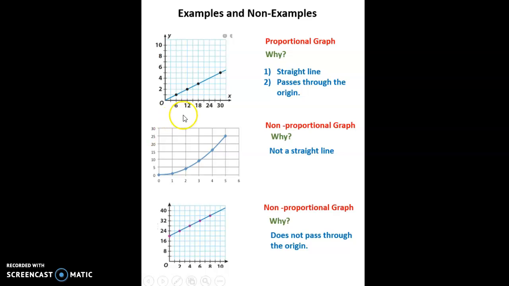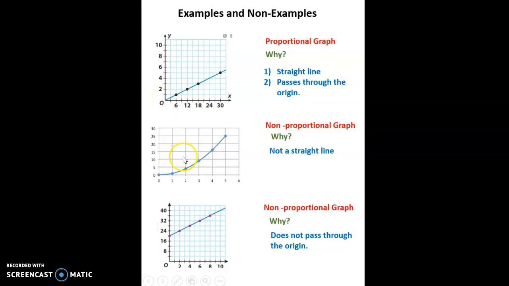Examples and non-examples. Let's look at this first example. This graph is considered proportional. Why? It has to have both of these things. 1, it's a straight line. And 2, it passes through the origin. Okay, so it touches 0. If a graph has both of these characteristics, then it is proportional. Again, it's straight and it passes through 0. It has to have both of them.